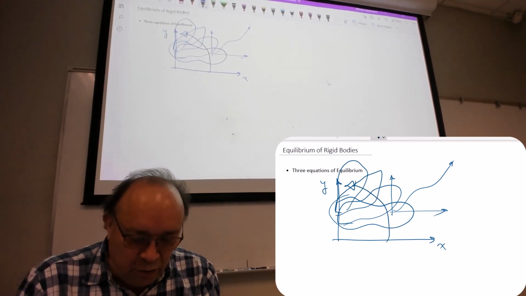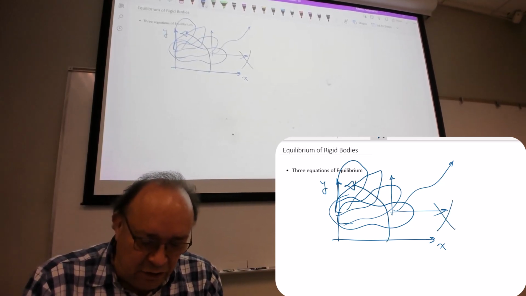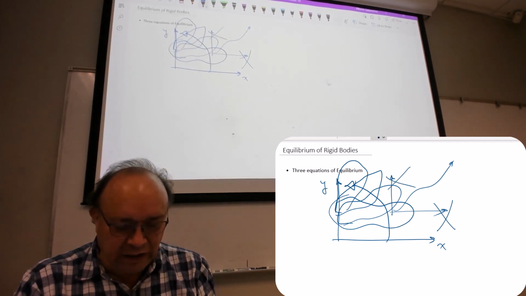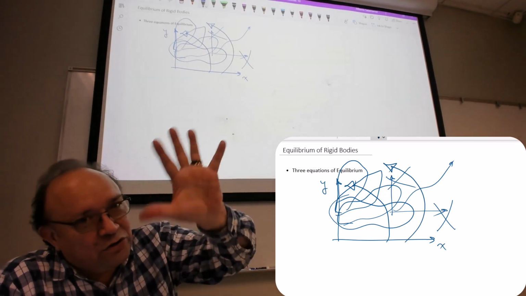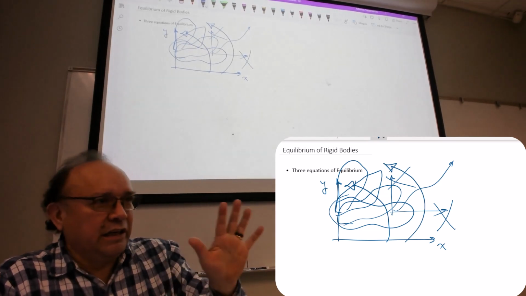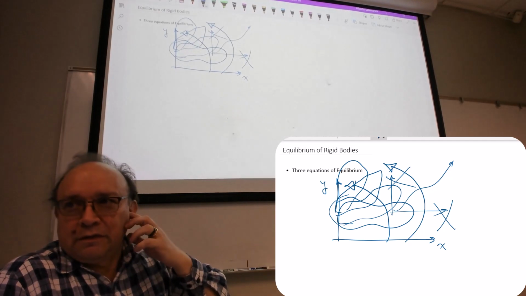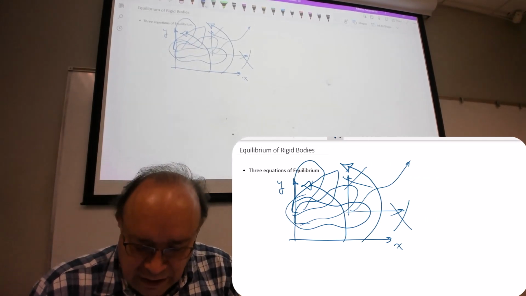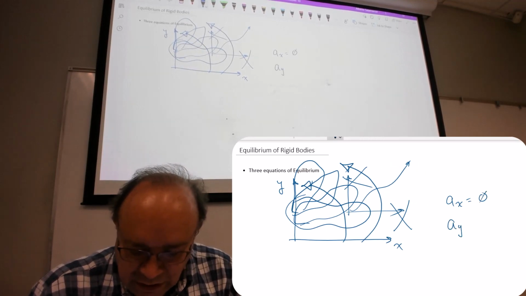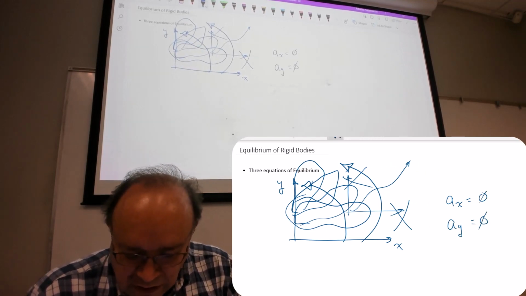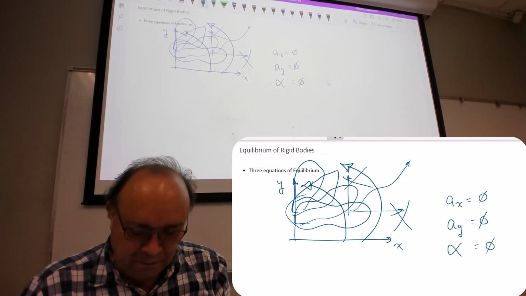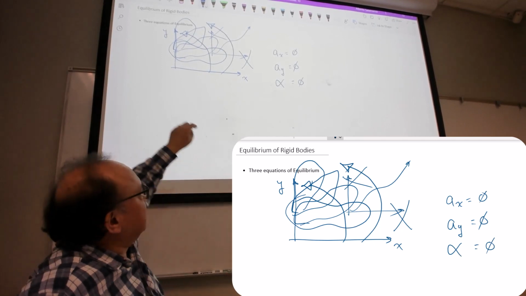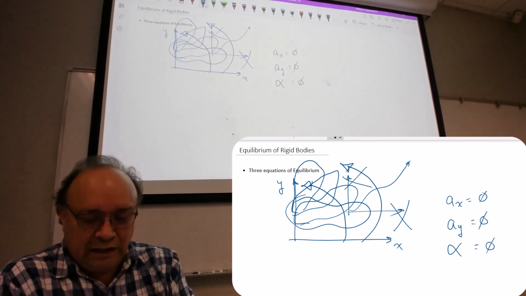So not only can we not have translation in the x direction, we shouldn't have translation in the y direction, and we should not have rotation. If we guarantee those three, we can say the body is in equilibrium. So we have acceleration in the x direction equal to 0, acceleration in the y direction equal to 0, and rotational acceleration equal to 0, let's say around any axis perpendicular to the screen.